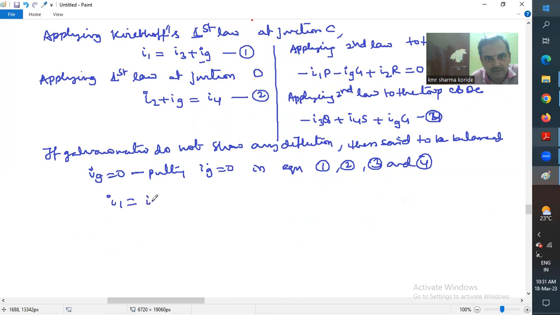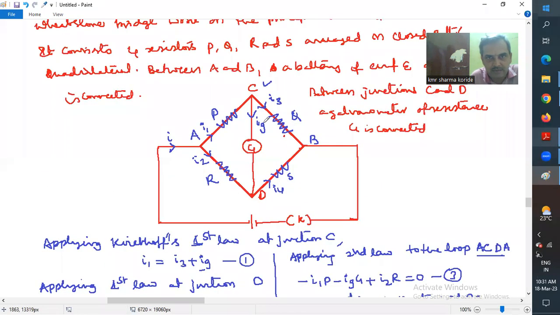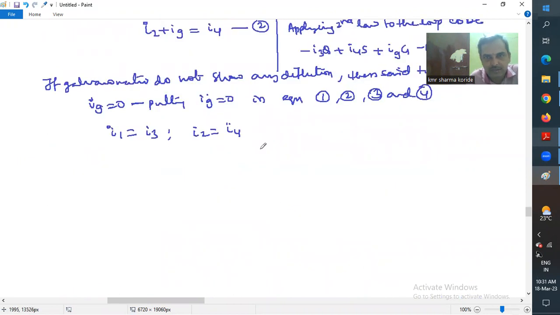So therefore you will get I3. Then similarly, second equation transferred as I2 equal to I4. So it means you can understand that in the diagram also, if Ig is inactive, I1 equal to I3, same current flows, because P and Q will be in series. Similarly, if Ig is inactive, I2 same current flows through even S also, because both R and S are in series. So you call this is equation 5. You call this is equation 6.